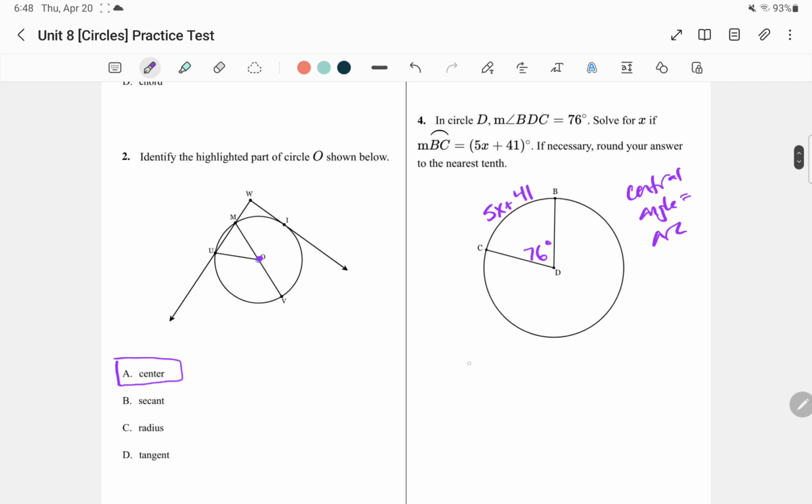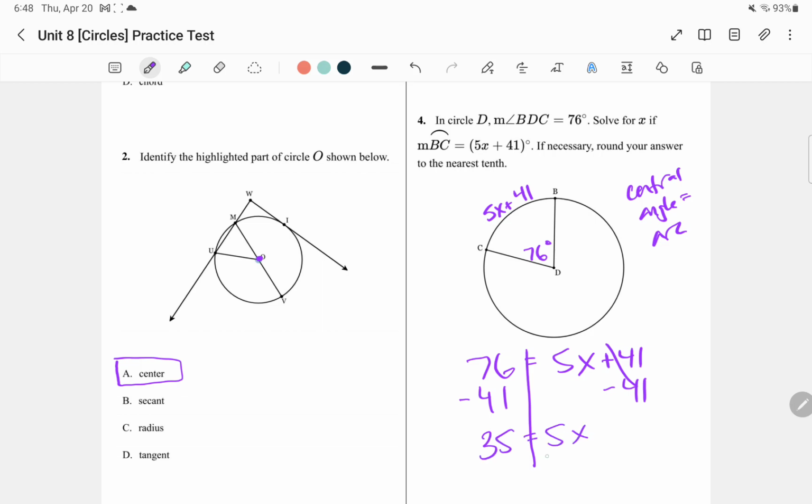So therefore, it's going to be 76 is equal to 5x plus 41. And you just solve the two-step equation. I'm going to subtract 41 from both sides, and I get 35 equals 5x. Then I divide by 5, and x is equal to 7. All right, so we're going to move on to the next page.